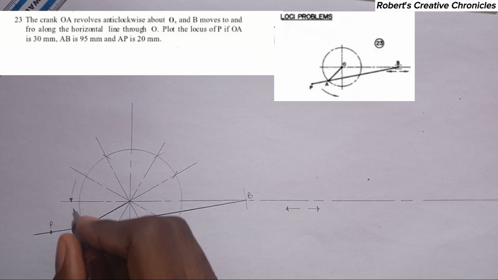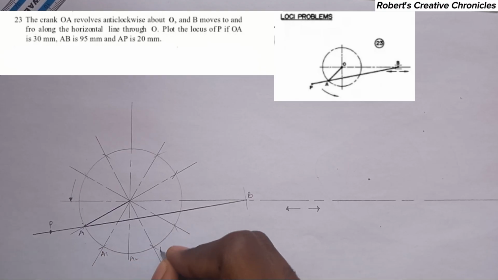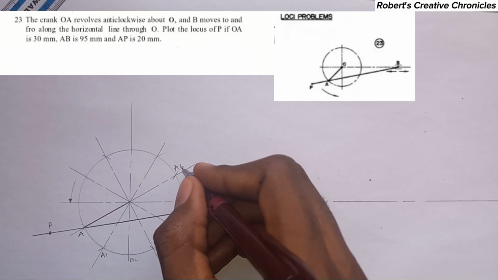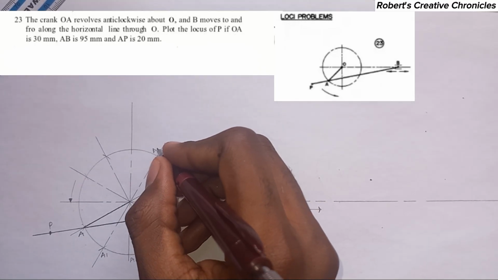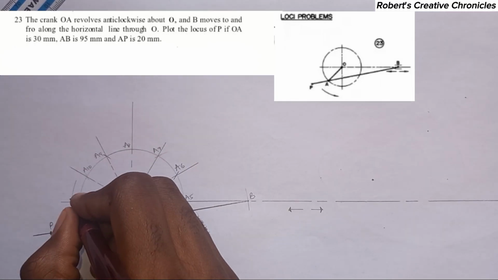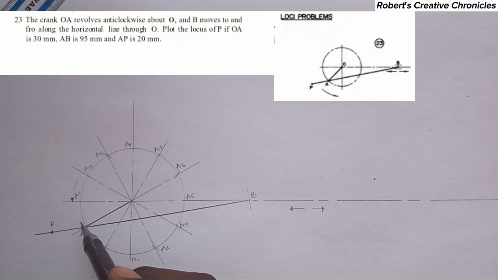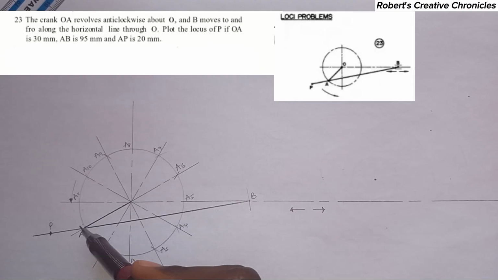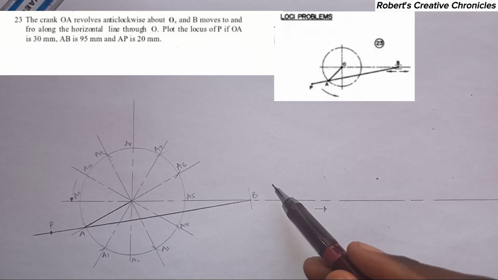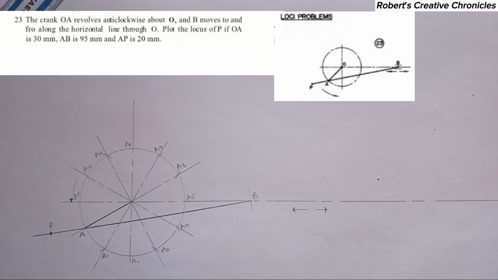Then now, since this is moving anti-clockwise, we'll move with it here. So here will be A1, A2, A3, A4, A5, A6, A7, A8, A9, A10, A11. Then this is the 12th part. So your A coincides with A12. So likewise, we also get B1, B2, B3 to B11 here, and we also find P1, P2, P3.